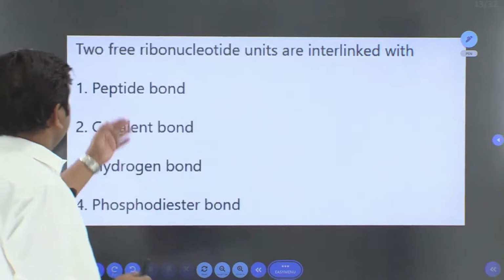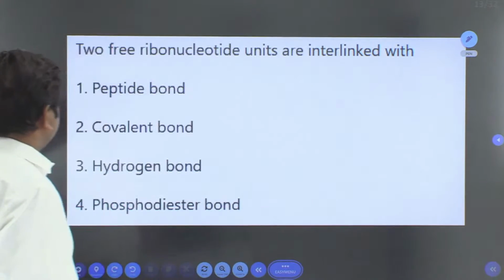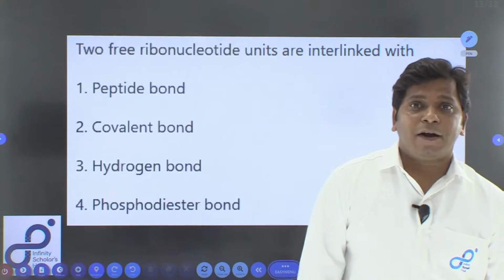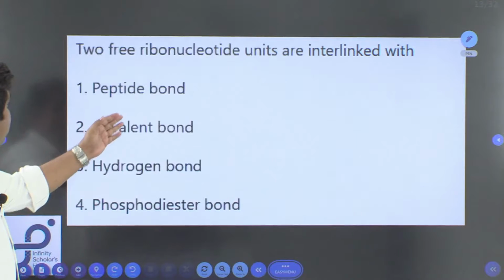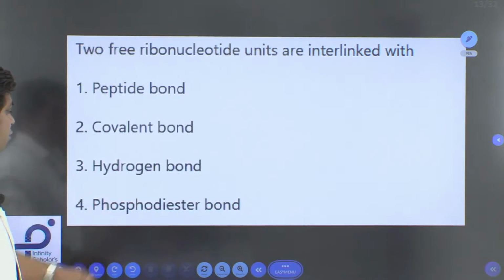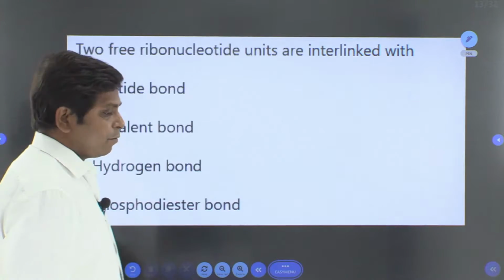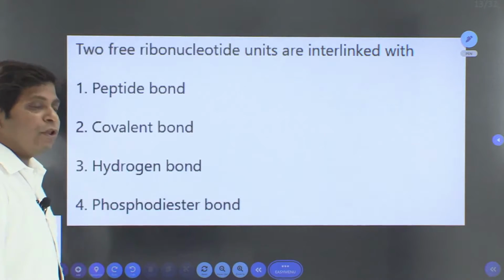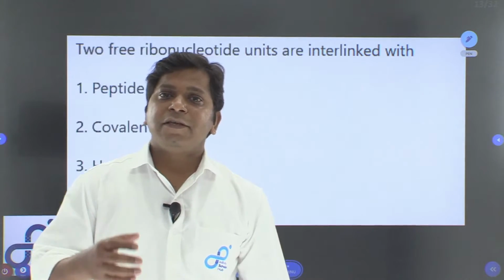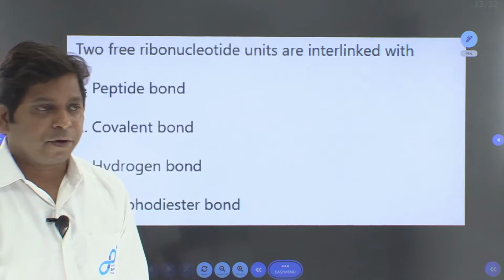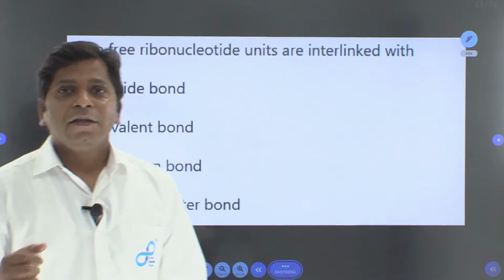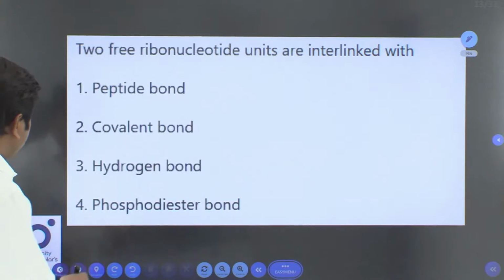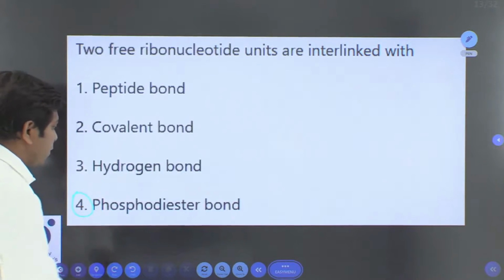Okay. So, let us now look at this question. 2 free ribonucleotide units are interlinked with what? The options here are a peptide bond, covalent bond, hydrogen bond, or phosphodiester bond. If we look at the options, when you are talking about ribonucleotide, ribonucleotides are the nucleotides which are present in RNA. And we just discussed that nucleotides are linked with each other by phosphodiester bond. So, the more appropriate answer for this one is going to be phosphodiester bond.